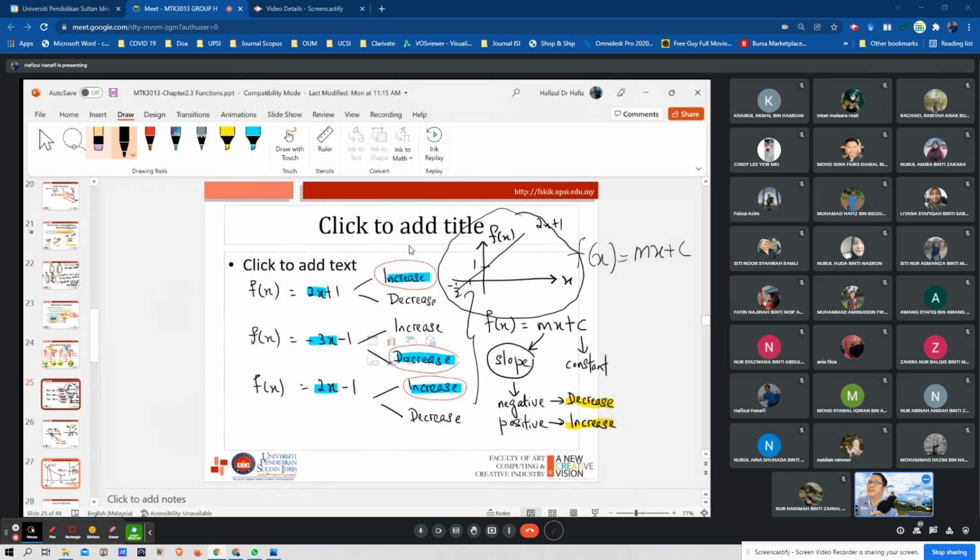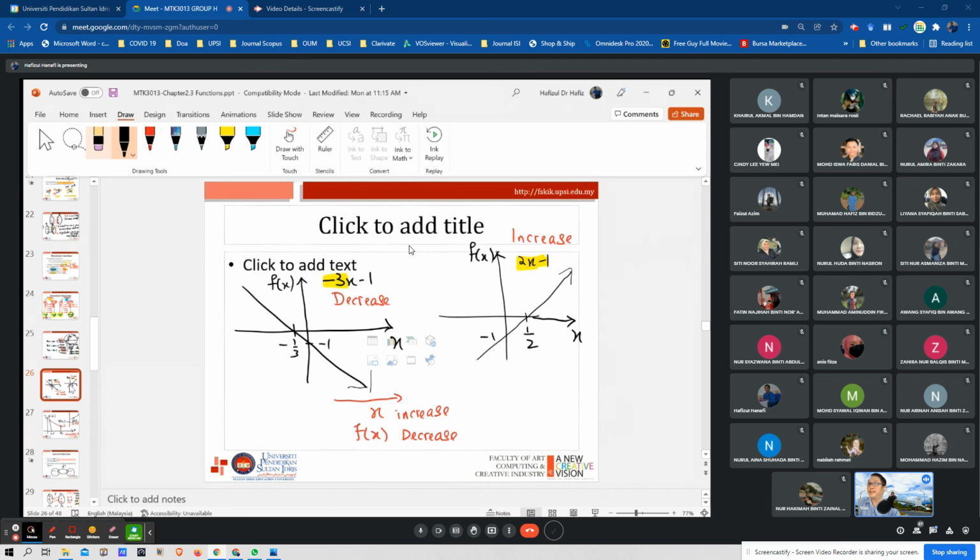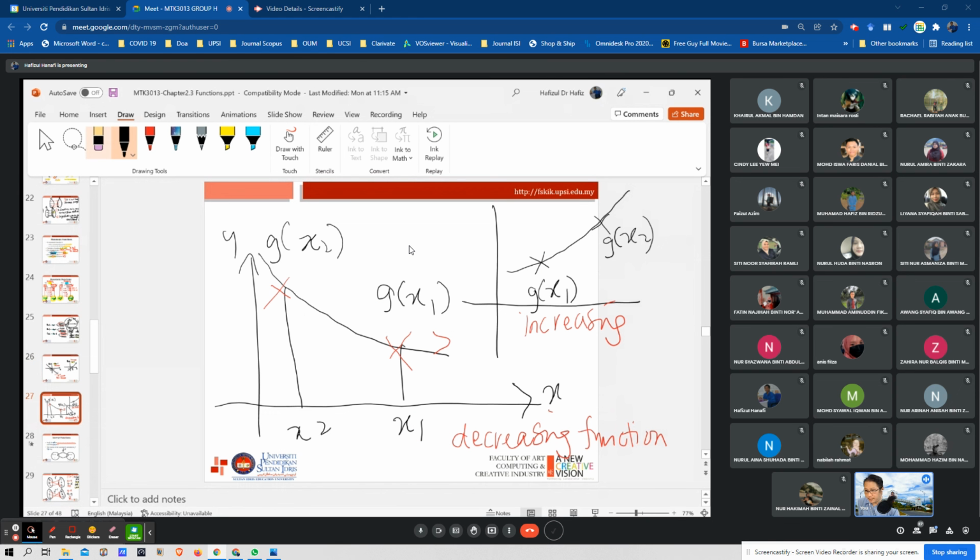Okay, for another example, we have f(x) equals 2x plus 1. We can find out this one is increasing because of the slope. If the slope is negative it is decreasing, whereas if the slope is positive it is increasing. We have 2x plus 1 is increasing. We have negative 3x minus 1 is decreasing. 2x minus 1 is increasing. It's based on the slope, and c is the constant. Okay, this one is another example. We have a decreasing function, and then we have an increasing function based on the slope.